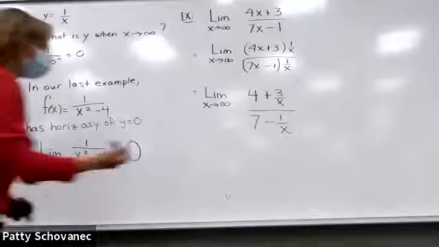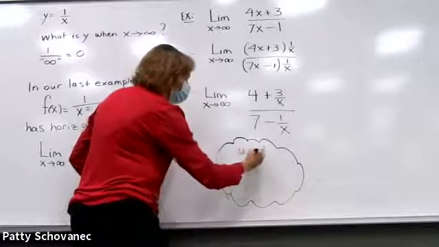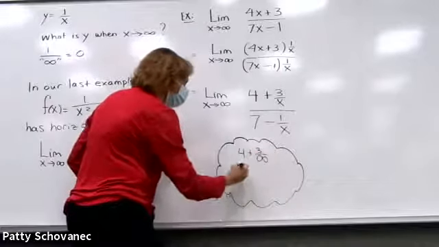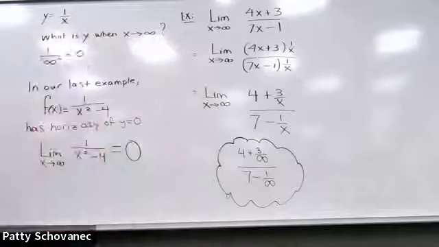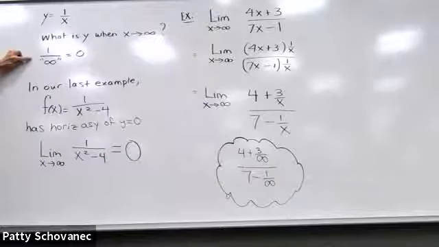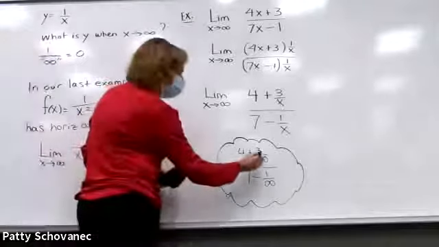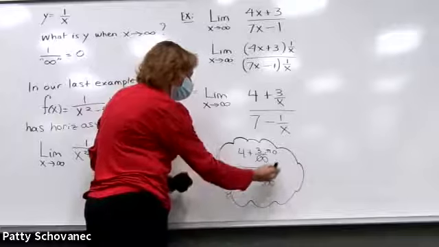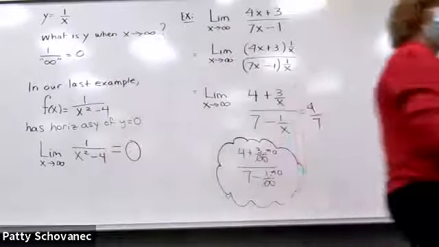So when you're taking this limit, here's what you see in your head. We'll put it in a cloud because that's your thinking cloud. You have 4 plus 3 over something that's infinitely large, 7 minus 1 over something that's infinitely large. And we agreed up here, dividing by something large will make that term go to 0. So the 3 over infinity, the 1 over infinity are acting like zeros. And all we're left with is 4 over 7. It's that easy. It's even easier.